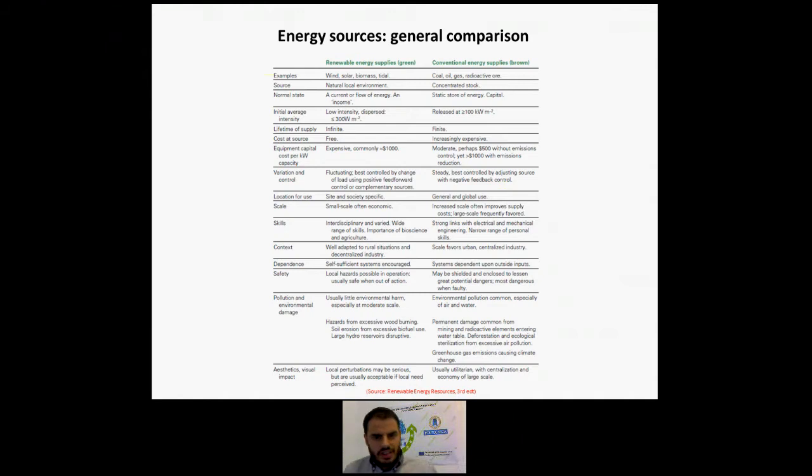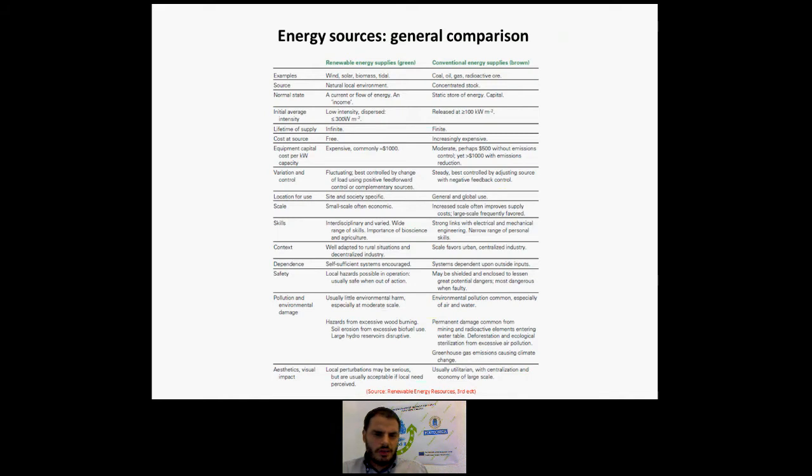And then we can also see the variation and control. In the case of renewable energies, it is fluctuating, best controlled by change of load using positive feed-forward control of complementary sources, while in the case of conventional energy supplies, it is steady, best controlled by adjusting the source with negative feedback control. The location for use in the case of renewable energies is site and society specific, while in the case of conventional, it is general and global use.